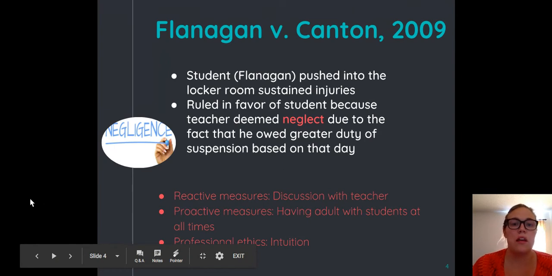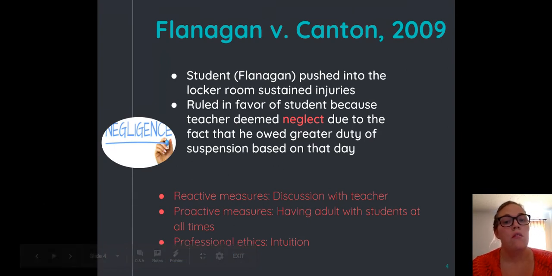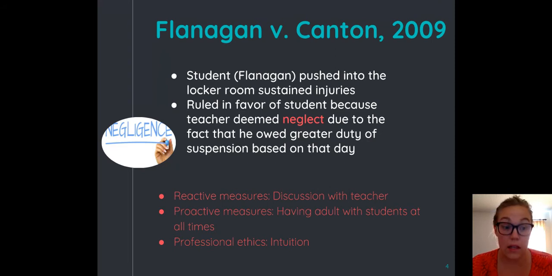Next was Flanagan versus Canton. Flanagan was pushed in the locker room after class when the teacher was dealing with another behavior issue. They ruled in favor of the student because the teacher was deemed negligent, due to the fact that he owed a greater duty to supervision based on that day, is what they quoted in the court case.